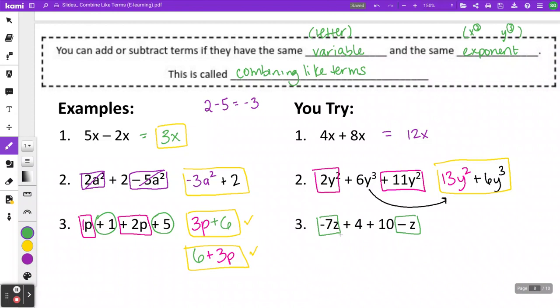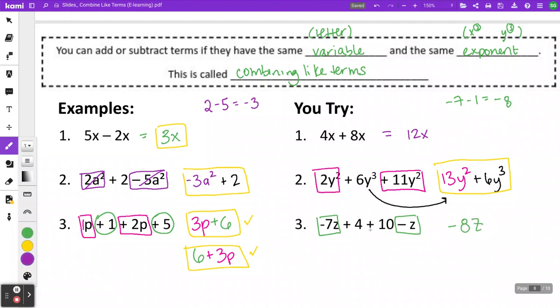Be careful with your integers there. We've got a negative 7 and then minus z, remember, is minus 1z. So I need to do negative 7 minus 1. That is -8. Remember, when they're both negative, you're adding together. You're just getting a bigger negative. So -7z minus z would give me -8z.